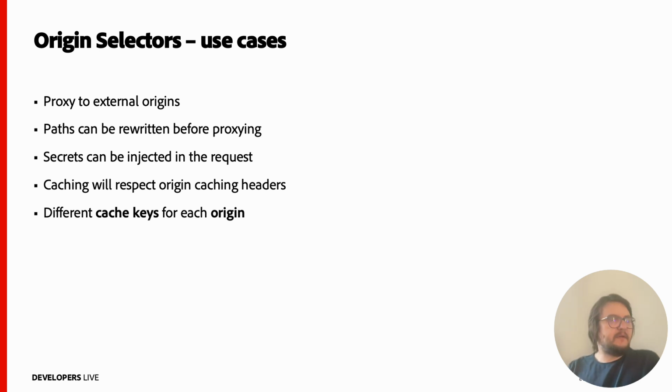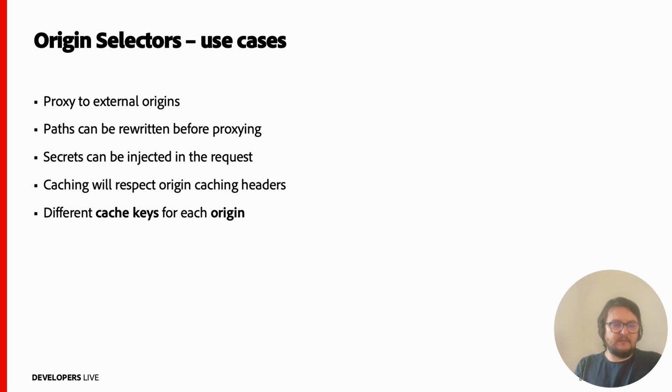After all these steps are executed, the next one would be to send the request to the origin. If you don't define any external origins, the request will go to the default origin mapped for that domain. So to publish or to author or to preview, but you can also route the request to an external origin. You can rewrite the path with request transformations. As I showed before, you can inject secrets. So essentially you can connect to any external origin that you have.